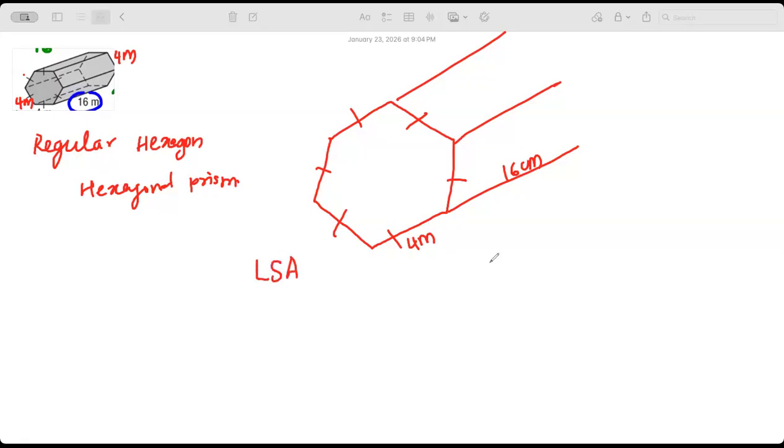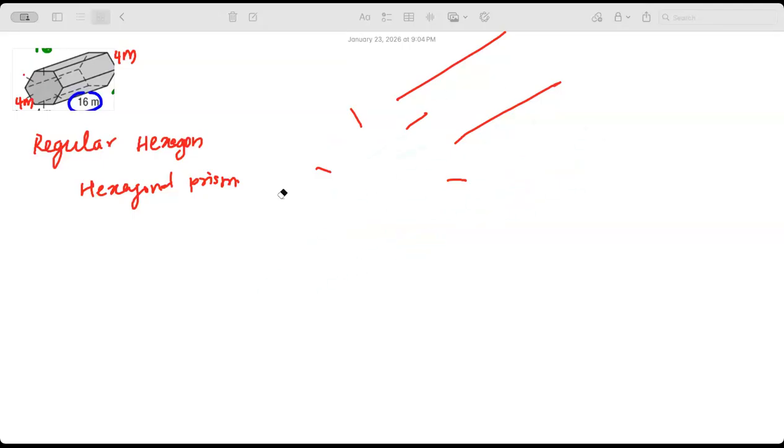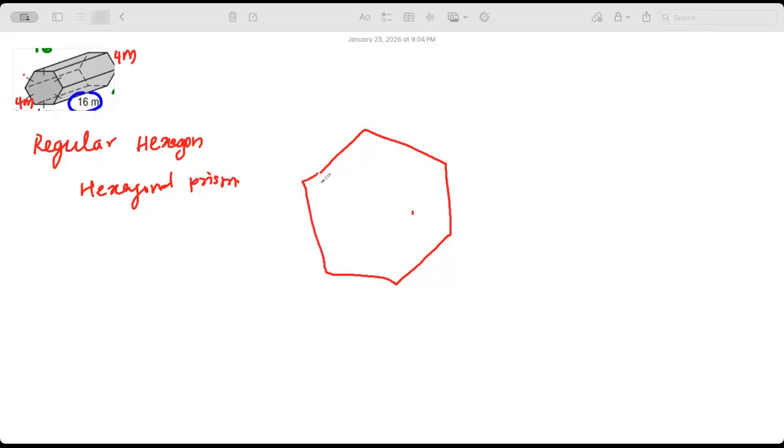Lateral surface area of this solid. You want me to draw it better? I can draw it better. Everything is given, meaning what can you use? Whatever you have studied is going to come in handy. So let me redraw it. 1, 2, 3, 4, 5, 6. Oh my gosh, what did I do?